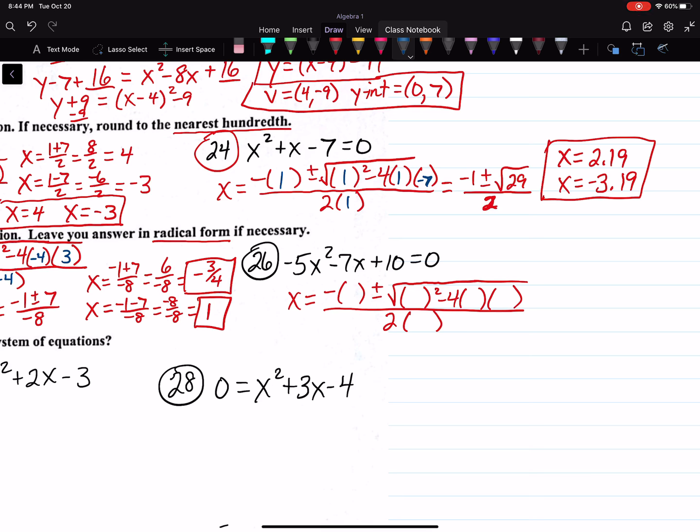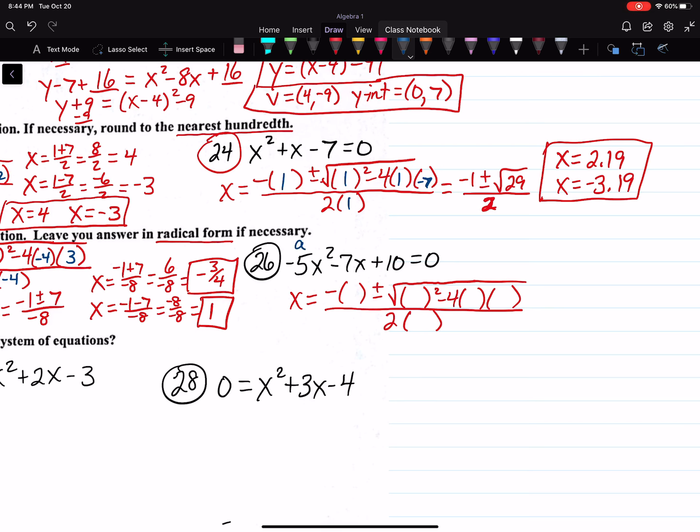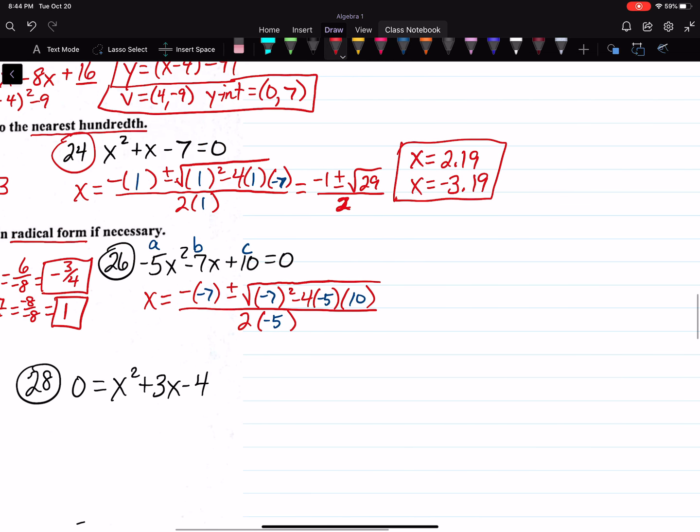They are important. So here's a, here's b, here's c. Plug it in. So b is -7, a is -5, and c is 10. So that will equal +7 plus or minus the square root of something all over -10. This will be -7 squared minus 4 times -5 times 10.